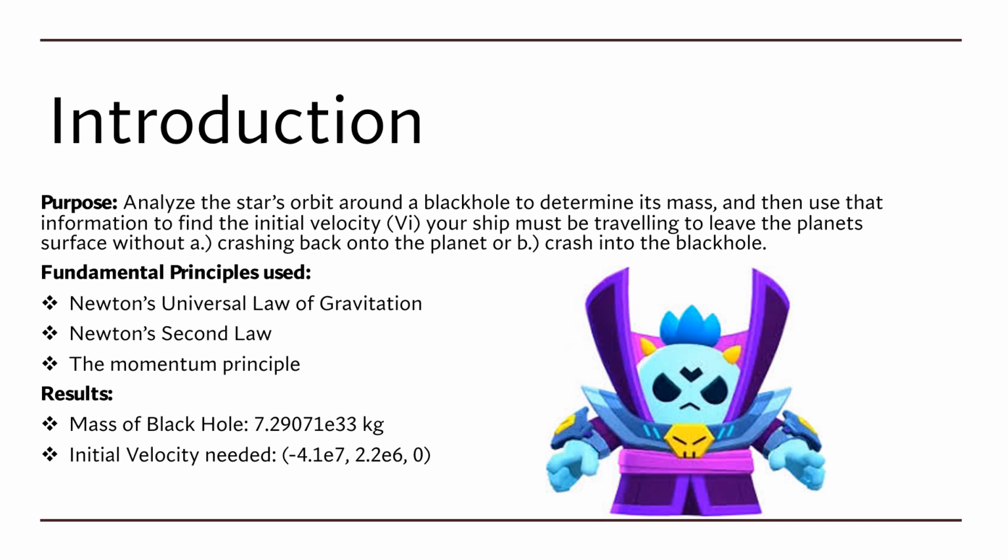And our results were that the mass of our black hole was 7.29071 times 10 to the 33 kilograms. The initial velocity needed to escape both the planet and the black hole is negative 4.1 times 10 to the 7th meters per second in the x direction, and 2.2 times 10 to the 6 meters per second in the y direction.